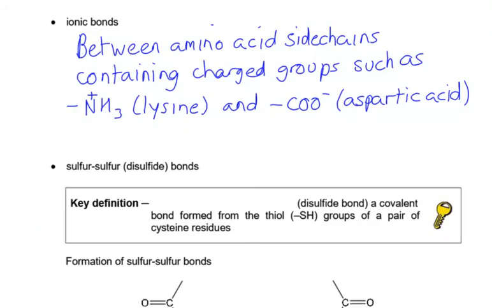The ionic bonds, as I've said, are formed between amino acid side chains that have charged groups in them. So things like NH3+, which will occur in lysine, and COO-, which you find in aspartic and glutamic acid. The charge state of these groups will be affected by the pH, as we've seen when we talked about the isoelectric point.